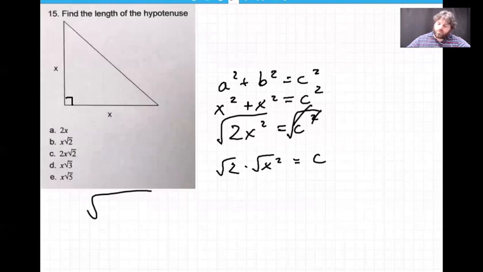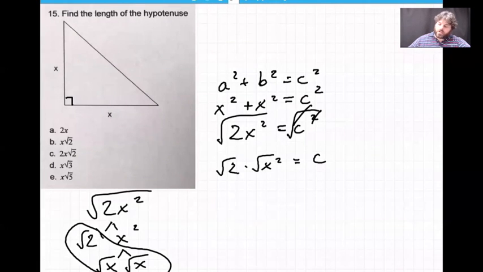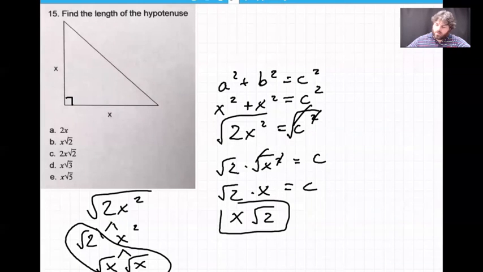So just to make sure you really understand this, 2x squared breaks down into factors of 2 and x squared, which is really x and x. So really that's what I'm doing here. Break it down into the square root of 2 times the square root of x squared. That's what I've got here. All right, so square root of 2 times x, because remember the squares and the roots cancel. So square root of 2x, or x square root of 2. Okay, so that is going to be answer choice B.